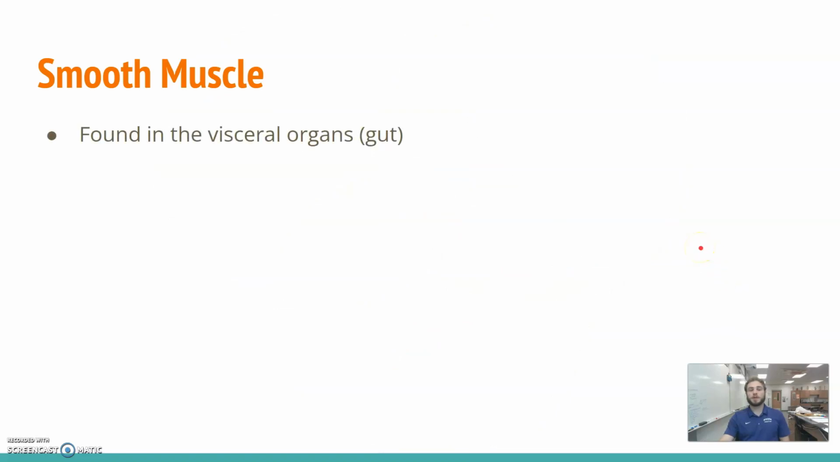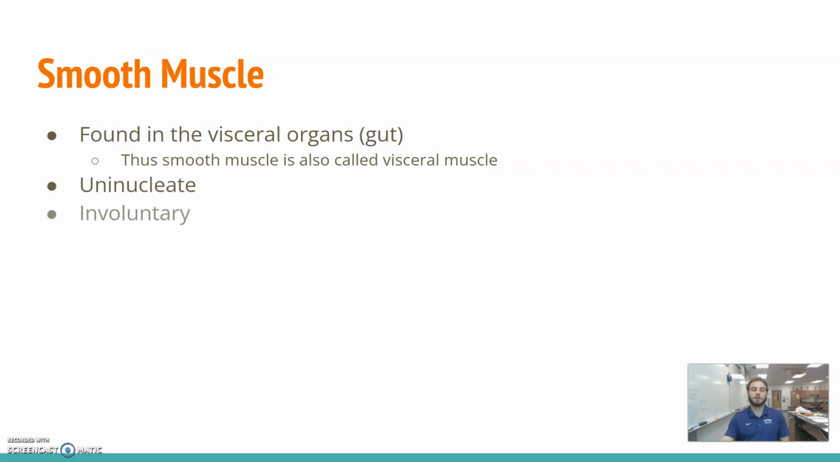Smooth muscle is going to be found in many of your digestive organs. They're called your visceral organs, so sometimes you'll see smooth muscle also called visceral muscle. It is uninucleate, meaning that it has one nucleus per cell, and it is involuntary, meaning we do not have conscious control. It is going to move without us having to think about it.